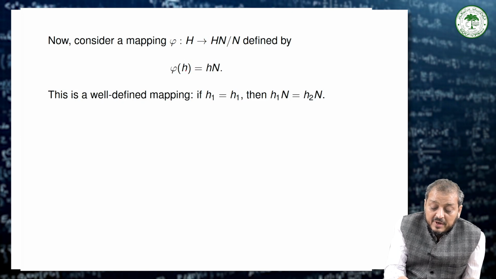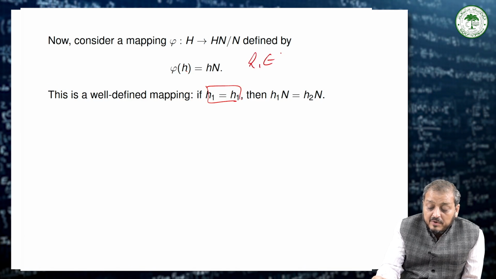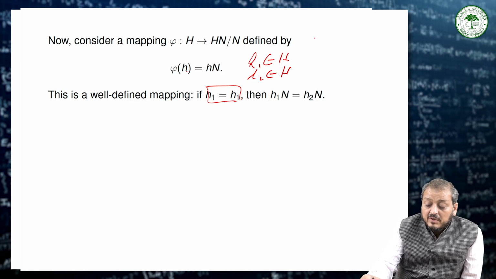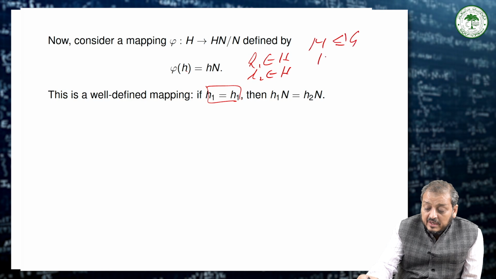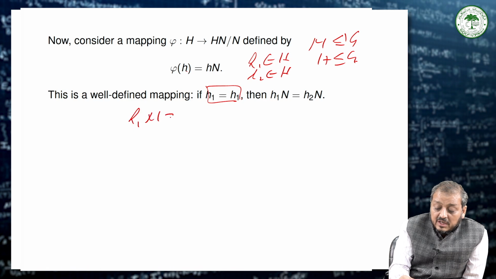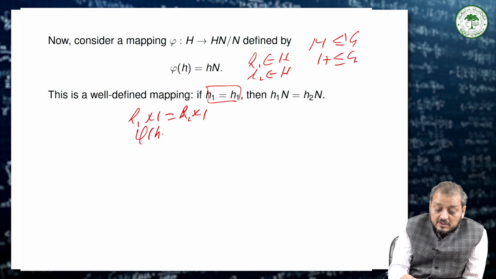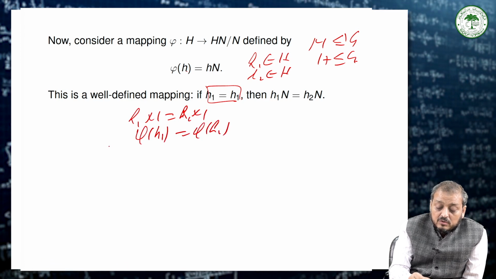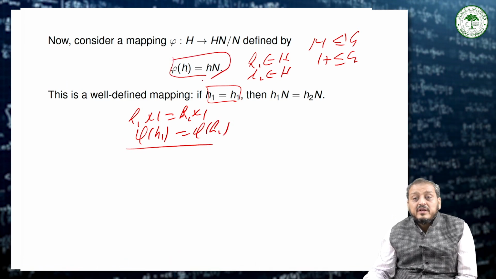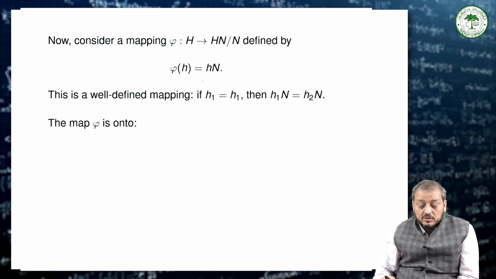So we take two elements h1 and h2 that are equal, where h1 is an element of H and h2 is also an element of H, and N is a normal subgroup of G, and H is a subgroup of G. Then we can write h1 N is the same as h2 N, and h1 N means phi of h1 and this is phi of h2. So we can simply say that the map we define, phi of h equal to hN, is a well defined map. Okay, so this is a well defined map.